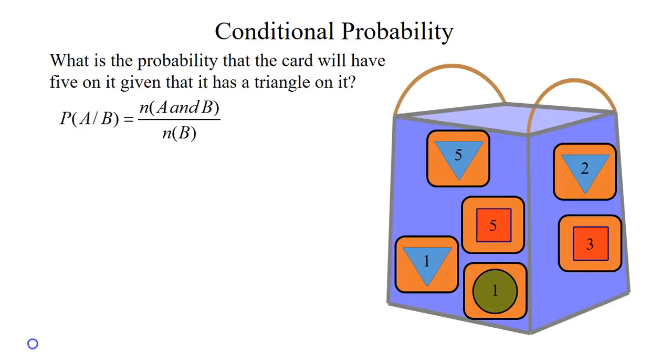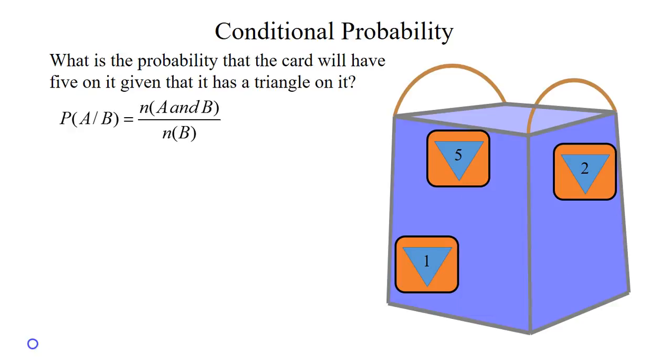What is the probability the card will have a 5 on it given that it has a triangle on it? In this case, we only want to consider the cards that have triangles on them. And there's 3 of those. Out of those, we want the ones that have a 5 on them. So there's only 1 that has a 5. So our probability in this case is 1/3.